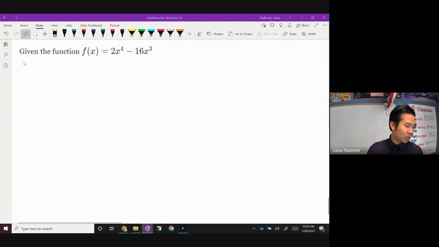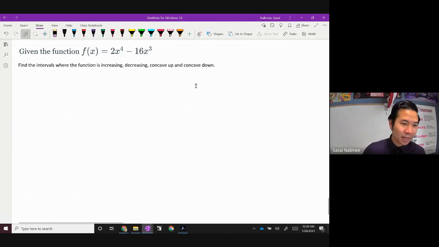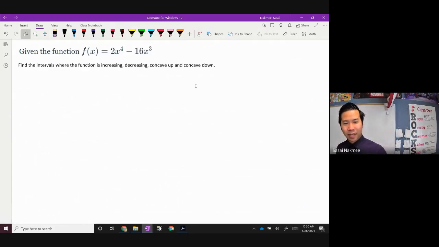All right, here are the directions for this one. We're going to be asked to find the intervals where the function is increasing, decreasing, concave up, and concave down. So we're finding 4 things here. We're finding when it's increasing, when it's decreasing, when it's concave up, when it's concave down.